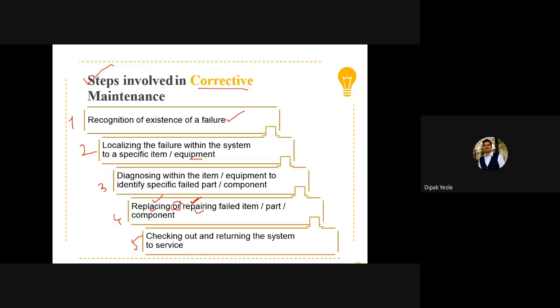And what do we have to replace or repair? Obviously the failed item, part or component. And the fifth step is checking out and returning the system to service. That is the word called restoration. So these are the 5 steps. These 5 steps are very simple, and we have to write about these 5 steps in detail. So this is the explanation.